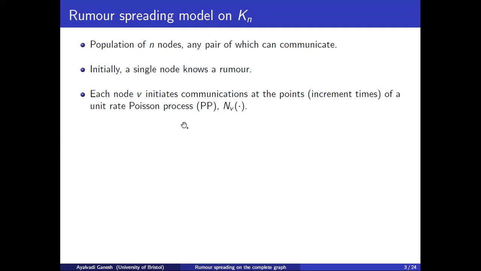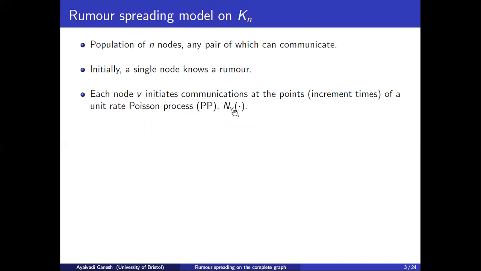So first, we'll specify the times at which a node chooses to communicate the rumor. To do that, we are going to associate a Poisson process with every vertex. The vertices represent individuals. By the way, I'll also use the term node and vertex interchangeably. They mean the same thing. So at each node V, there's a Poisson process, which we denote by N sub V. We are going to take the rate of this Poisson process to be 1. So that's what unit rate means here. The rate or intensity of this process is 1.